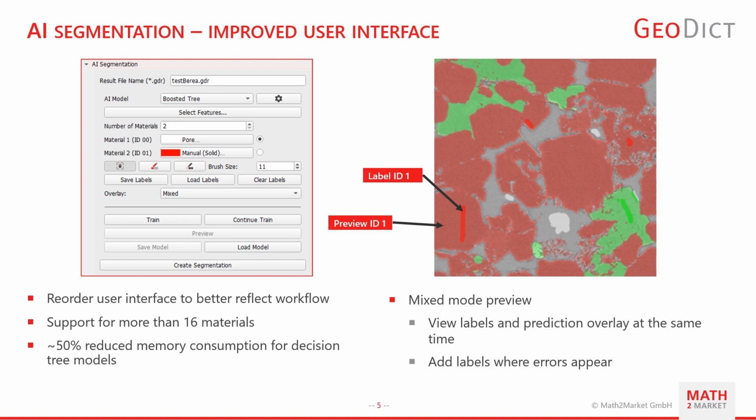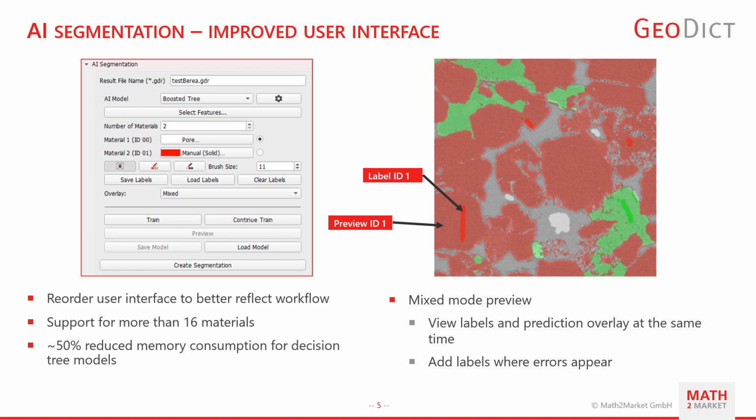We reordered the user interface a bit to better reflect the workflow you are actually doing when using the AI segmentation, and we reduced the memory consumption of the boosted tree and newly added random forest method by roughly 50%. And of course, with the addition of more than 16 materials to GeoDict, we also added support for this in the AI segmentation.